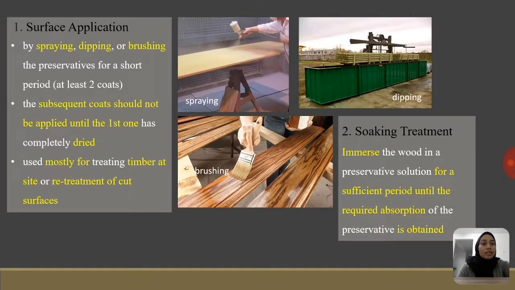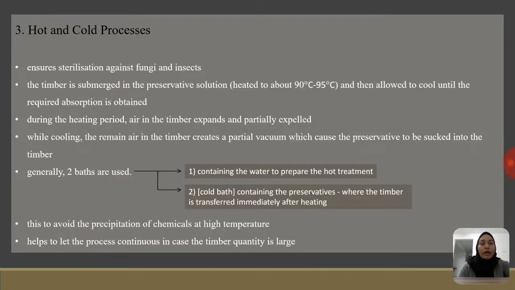The second one is soaking treatment. We immerse the wood in a preservative solution for a sufficient period until the required absorption of the preservative is obtained. The third one is the hot and cold process. This ensures sterilization against fungi and insects. The timber is submerged in the preservative solution, which is heated to about 90 to 95 degrees Celsius and then allowed to cool until the required absorption is obtained.